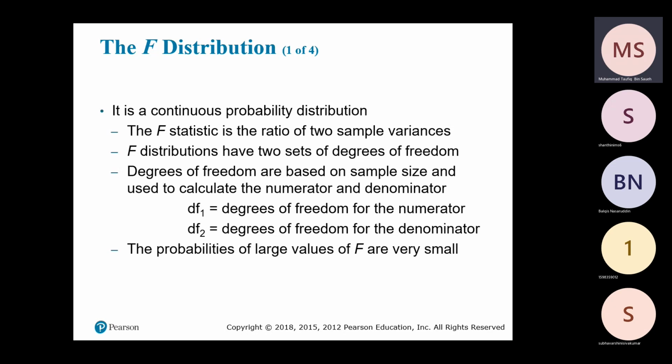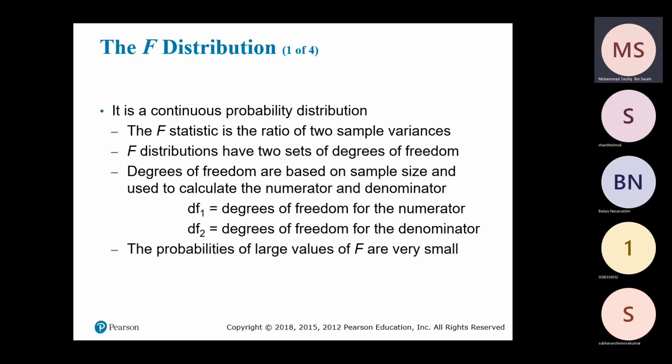The next type of distribution is what we call the F distribution. The F distribution is a continuous probability distribution. The F statistic is the ratio of two sample variances. The F distribution has two sets of degrees of freedom. Degrees of freedom are based on sample size and used to calculate the numerator and denominator.